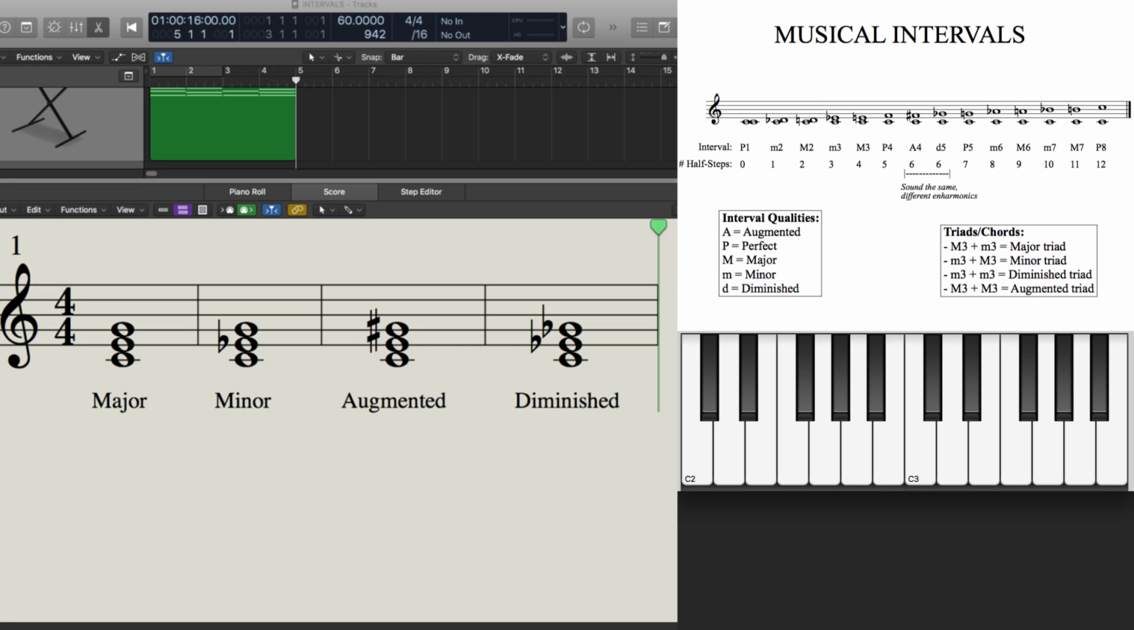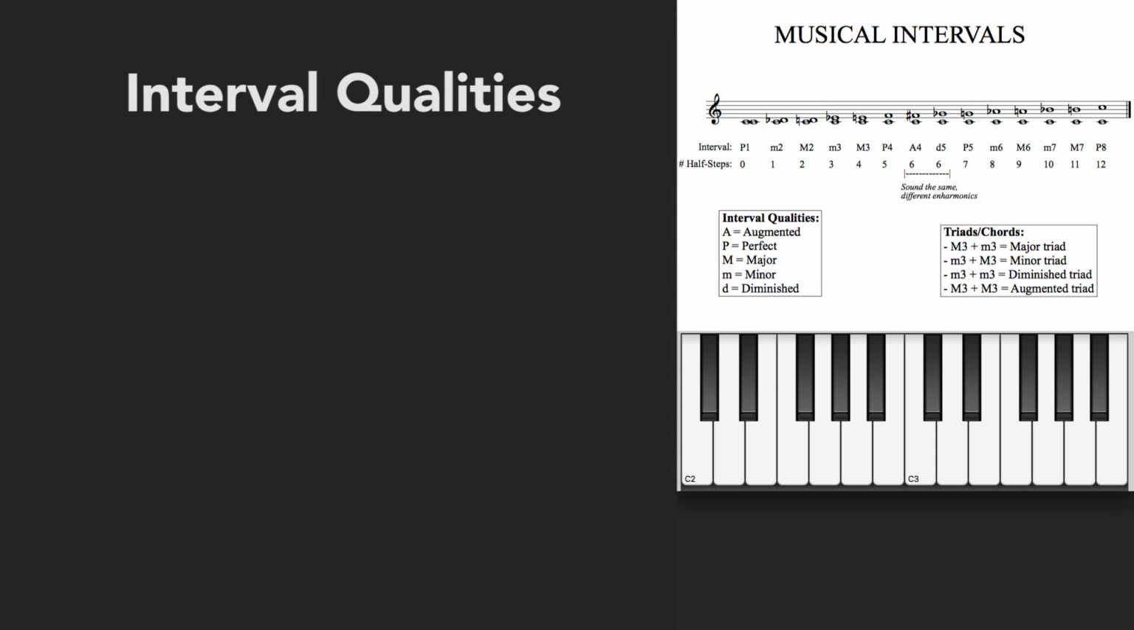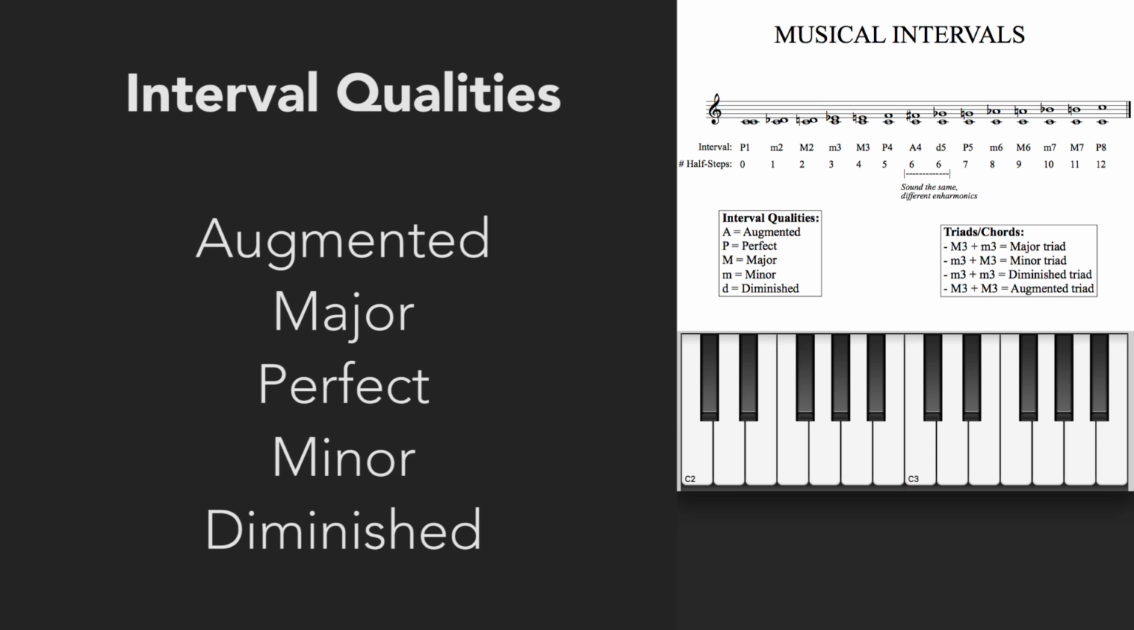So in a previous video, we talked about the four types of triads, or their qualities. We had major, minor, augmented, and diminished. Just like triads, intervals have different qualities as well. There's 5 of them: perfect, major, minor, augmented, and diminished. These qualities describe the distance between the two notes of the interval.